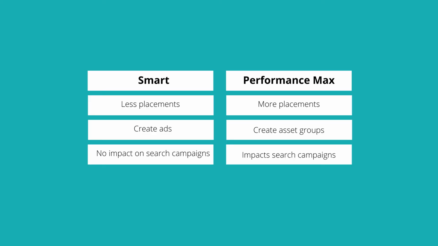Now, just like I did with standard versus smart, I want to give you a table that contrasts smart versus Performance Max. So I'll start with smart on the left. With smart, there are fewer placements. With Performance Max, there are more placements with the addition of Google Discover and Maps. With smart, you have to create ads, and with Performance Max, you create asset groups for Google to pick and choose how they want to create the advertisement. With smart, there's no impact on search campaigns, and with Performance Max, it can impact search campaigns as Google can create dynamic text ads from the asset group.